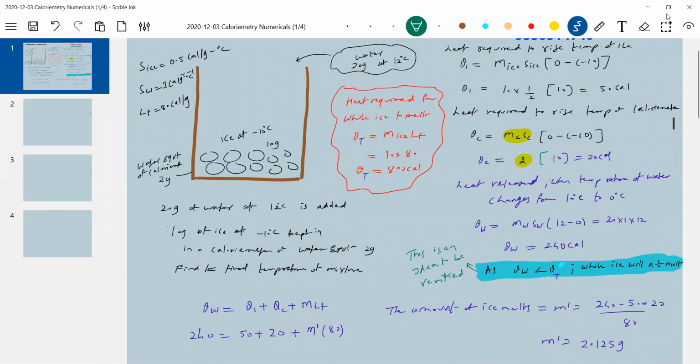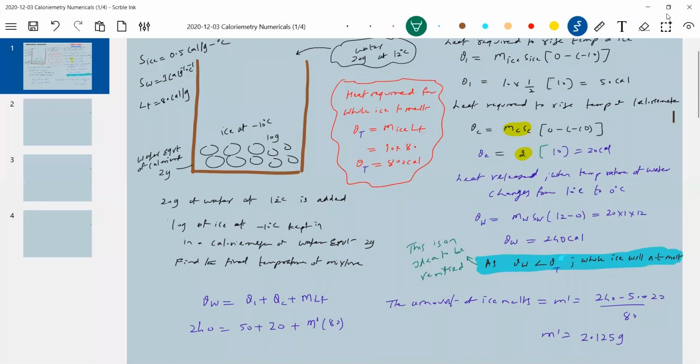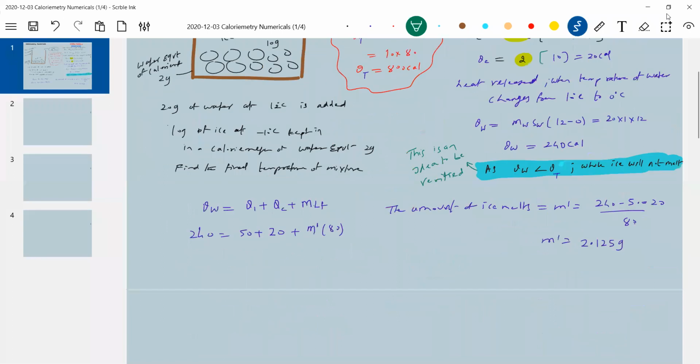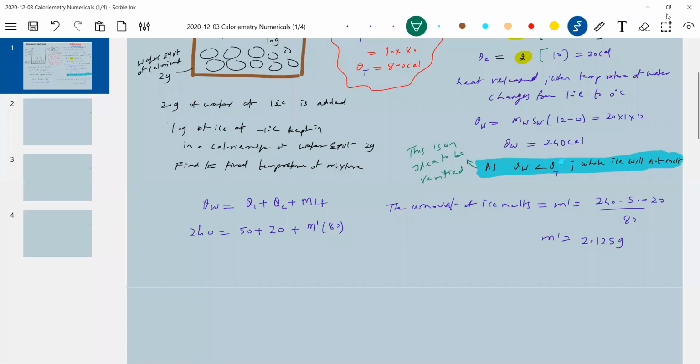So you have to make a guess: let all the ice melt. Is that much heat needed or not? Okay, that much heat is not needed. Then all the ice will not melt. So now what shall we write? The final content of the calorimeter. I'll put a small diagram. There will be water, and in that there will also be some ice. So how much water? For 10 gram, I should have 2.125.